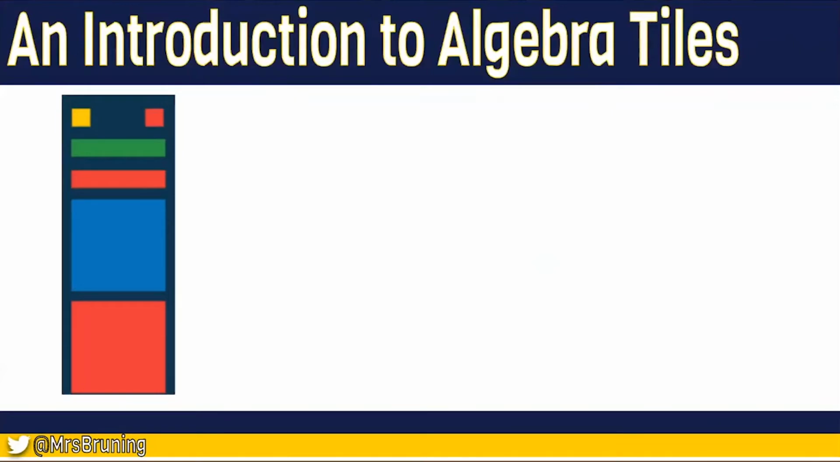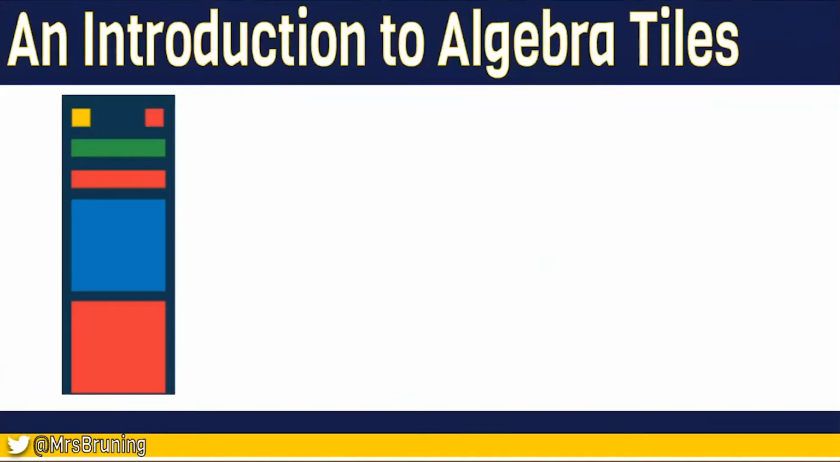The coloring of the tiles will change slightly depending on the physical or virtual models you use. Here, all of the red of various sizes represent negative values. The small yellow square is a positive unit, the green bar is a positive variable, x, and the large blue square is a positive x squared.